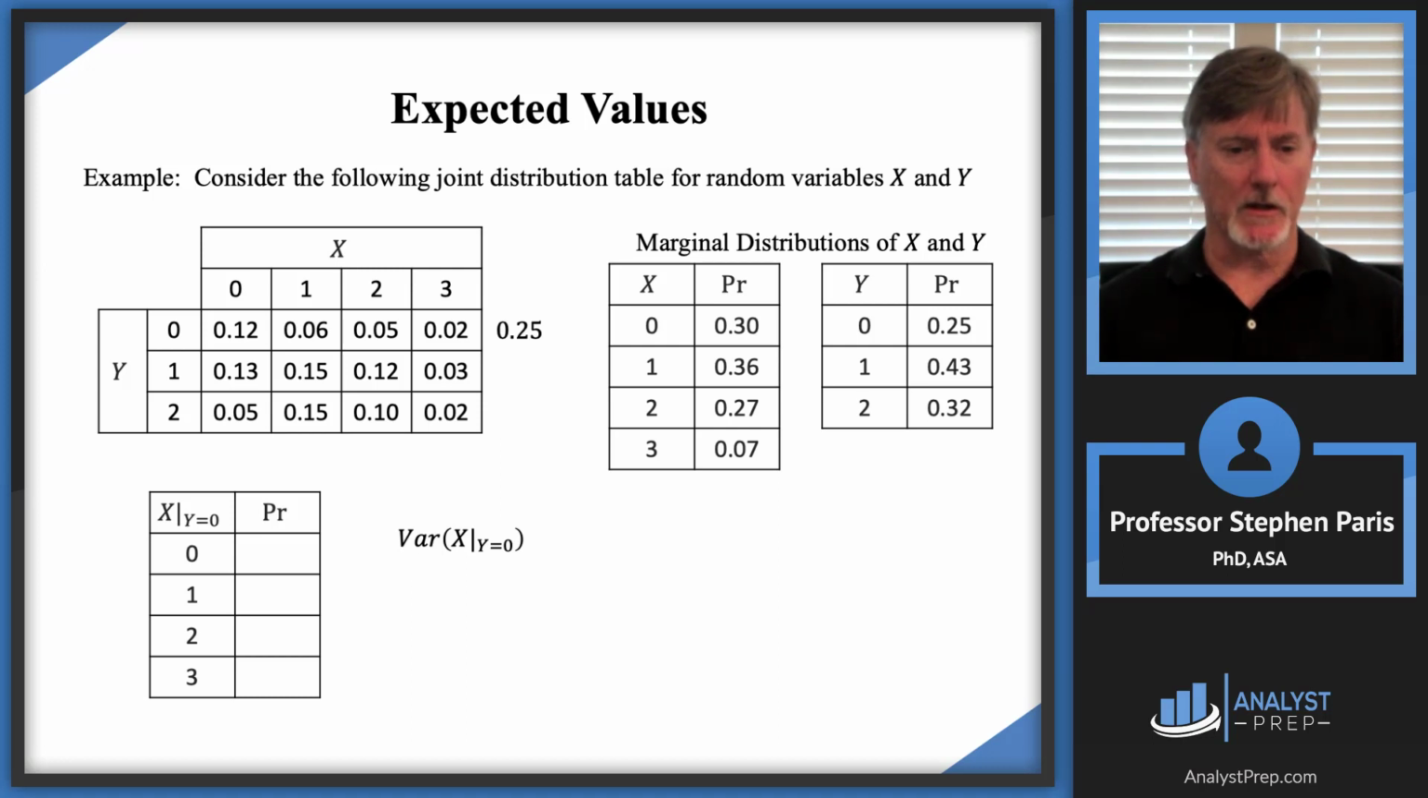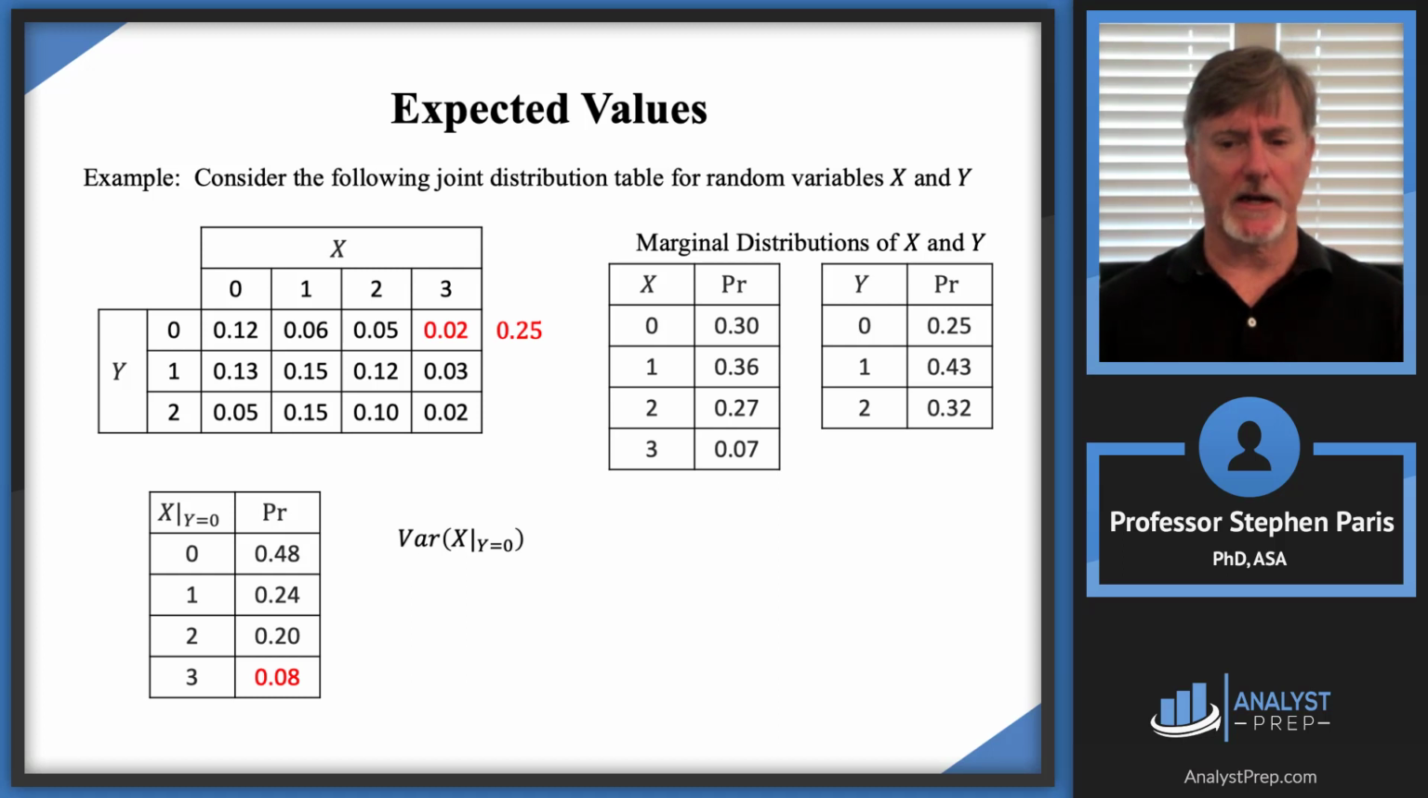So I'm looking along the row where capital Y is equal to 0, and the probabilities I put in are 0.12, 0.06, 0.05, and 0.02. I put in the probabilities 0.12 divided by 0.25, which is 0.48, 0.06 divided by 0.25, which is 0.24, 0.05 divided by 0.25, which is 0.2, and then 0.02 divided by 0.25, which is 0.08.